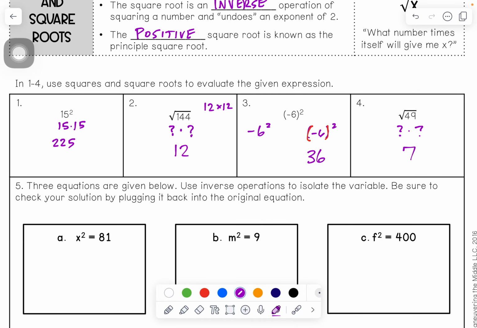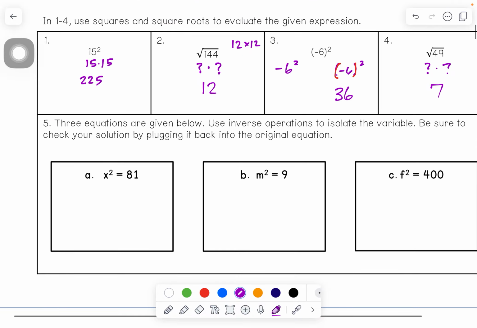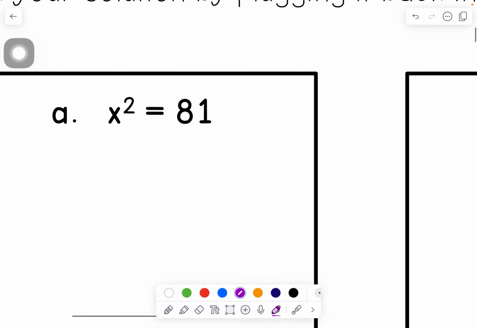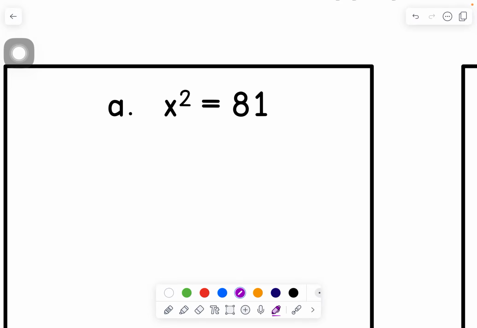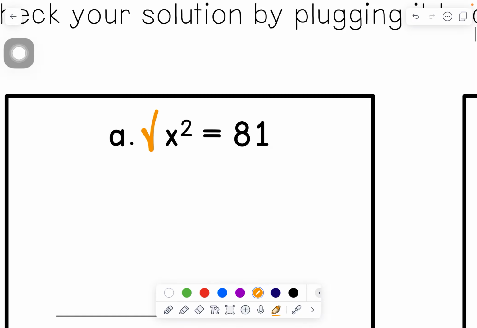The reason we learn about this is so we can solve equations in the next chapter, when we do equations that have squares in them. In the first one here, if x squared is 81, how would we solve that? We would want to do the inverse operation. It's no different than previously, where we had plus and we did the opposite, which is minus. Same principle here, so I'm going to take the square root of both sides, and I end up finding out that x equals 9.